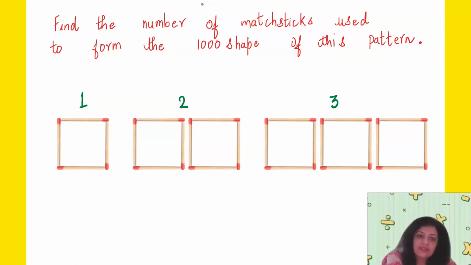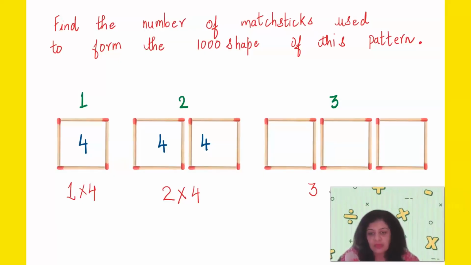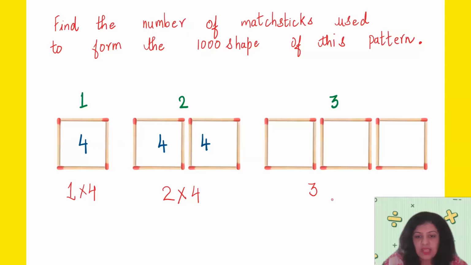We can clearly see that the first figure is made up of 4 matchsticks. The second is made up of 4 plus 4, that is 8. We can also say that the first figure has 1 square, so there are 4 matchsticks, 1 times 4. The second figure has 2 squares, so the number of matchsticks will be 2 times 4, that is 8. The third shape has 3 squares, so the number of matchsticks will be 3 times 4, that is 12.